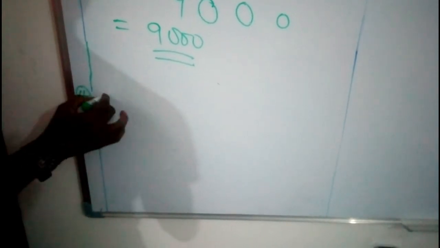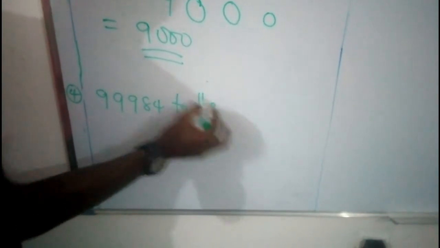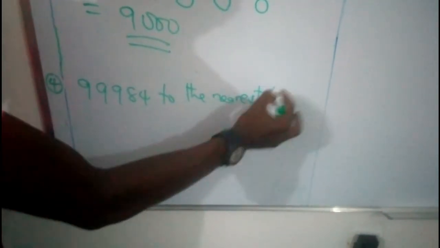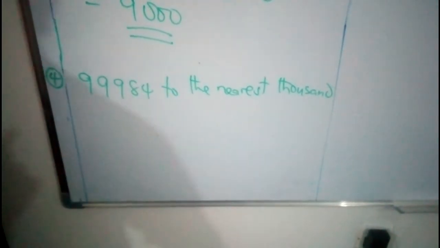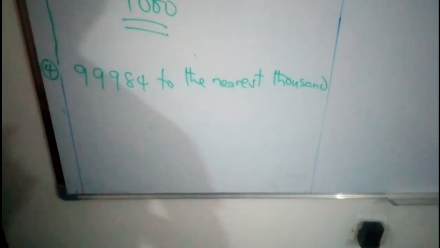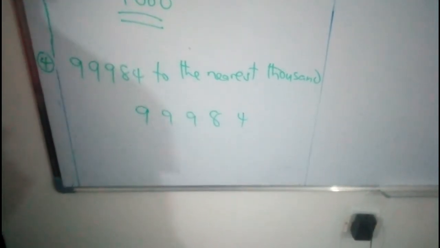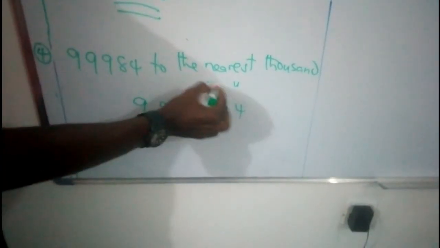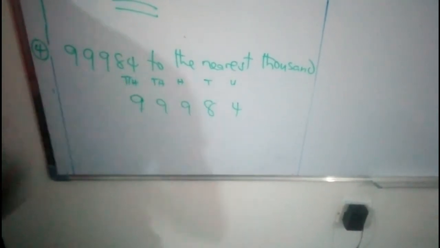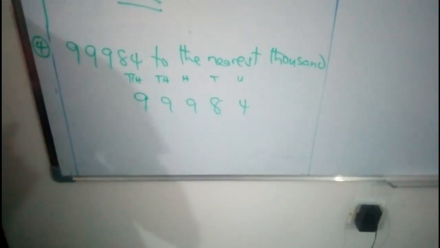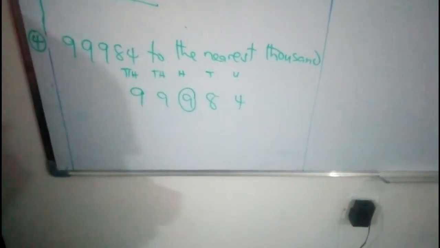Number 4. 99,984 to the nearest 1,000. We are to approximate this number, 99,984, to the nearest 1,000. Separate your digits. 99,984. So your value: unit, tens, 100, 1,000, and tens of what? 1,000. So we are to approximate to the nearest 1,000. This is your 1,000 digit. So you consider the value before it, which is the 100 value, and that happens to be 9.